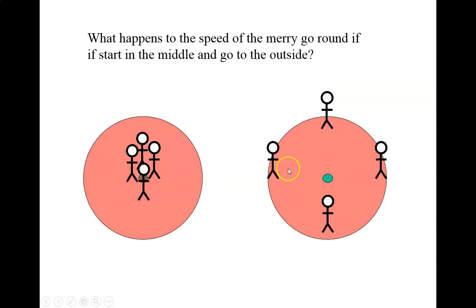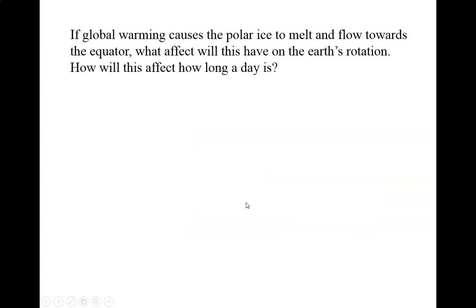So what happens to the speed of a merry-go-round if you start in the middle and then go to the outside? You've got a merry-go-round spinning around and around, and let's say the people move to the outside. What's going to happen to the rotational speed? Well, what's going to happen to the rotational inertia? The people move away from the axis of rotation, so the rotational inertia is going to go up. And if inertia goes up, then speed goes down.